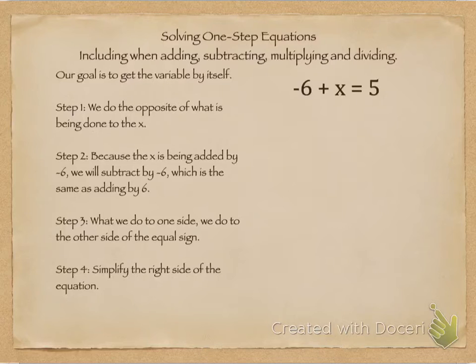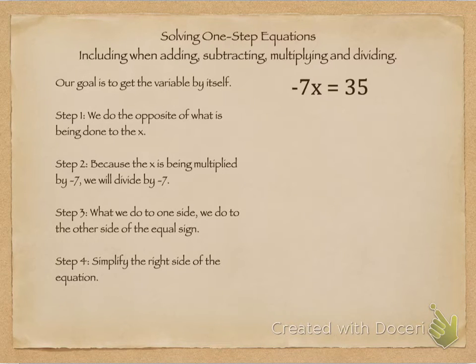Let's try another. Here our negative 6 is in front, but it is still negative 6 plus x, which is still a negative number, so it is still like subtracting. And how we can get rid of that is by adding positive 6. That leaves our x alone on the left side, and 5 plus 6 equals 11.